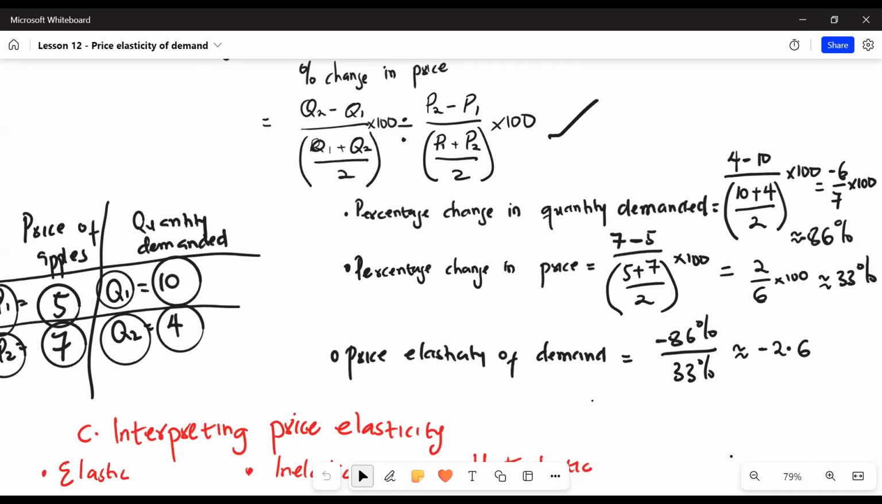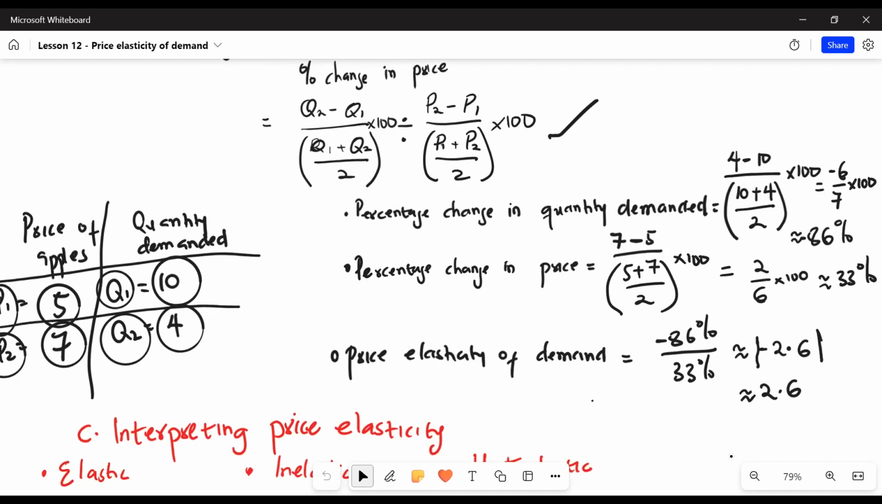But the absolute value of price elasticity focuses on the magnitude of the price elasticity. So that is what we will be focusing on here. In interpreting the price elasticity to find whether it is elastic, inelastic, or unitary elastic, we need to focus on the absolute value. So based on our calculation here, the absolute value of minus 2.6 is 2.6.